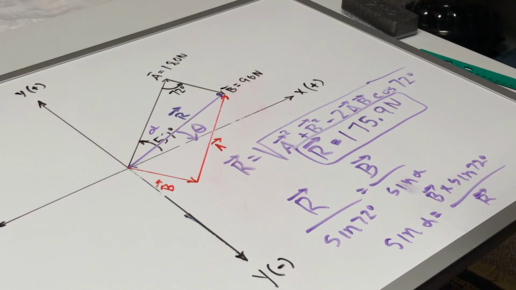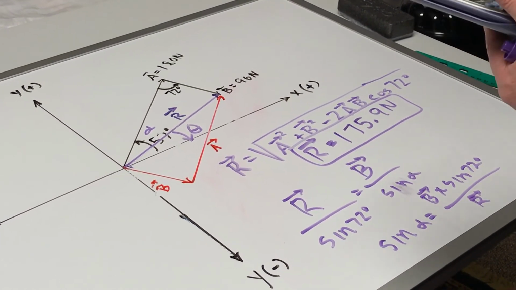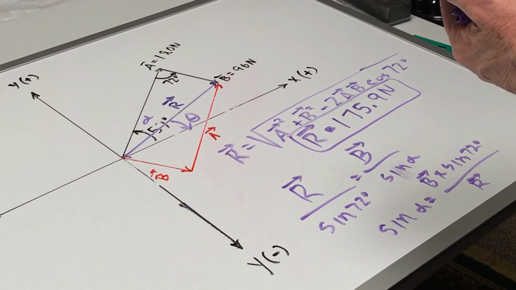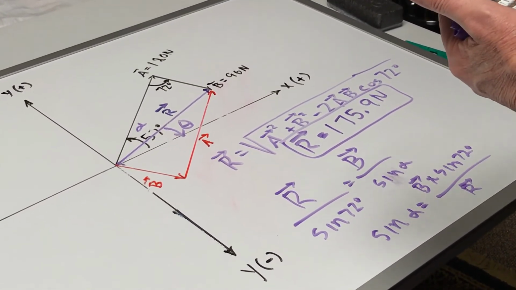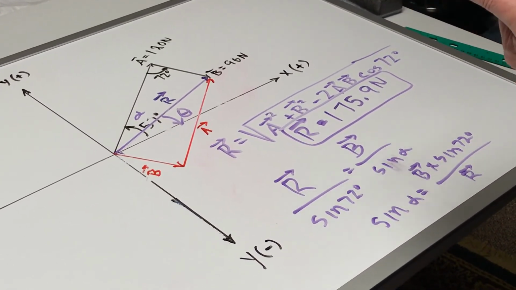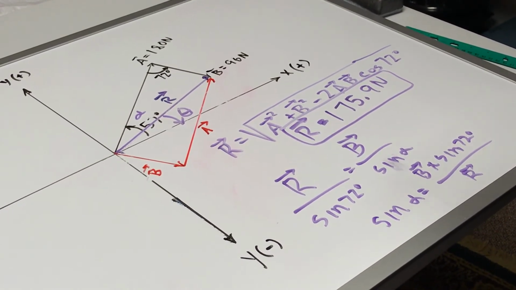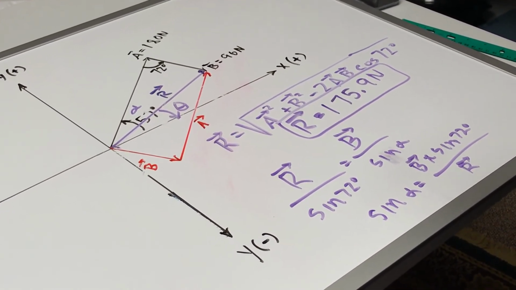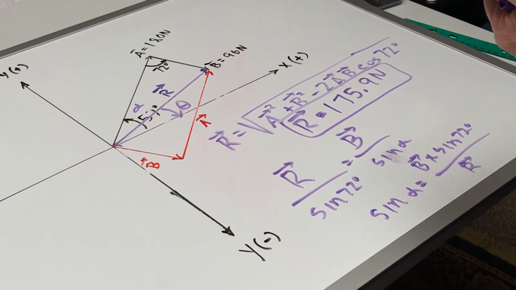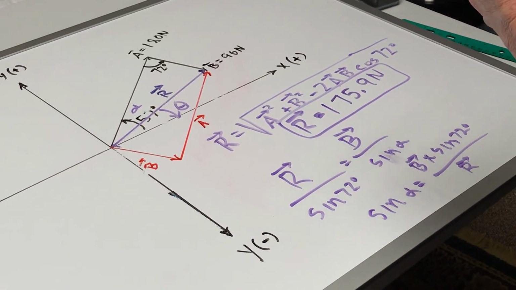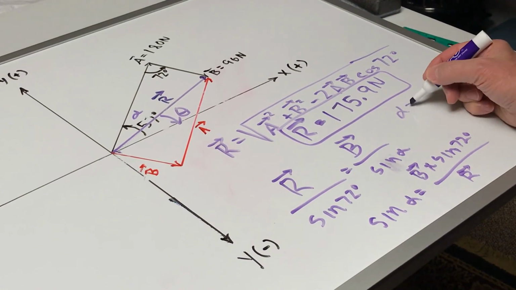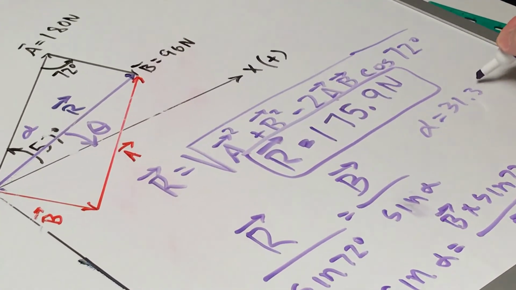So I plug into my calculator B, which is 96, times the sine of 72 degrees, equals, divided by R, which is 175.9, equals, and that gives us the sine of alpha, which is 0.5190. If I take shift or second function sine, I get the angle is 31.3 degrees. So alpha is 31.3 degrees.